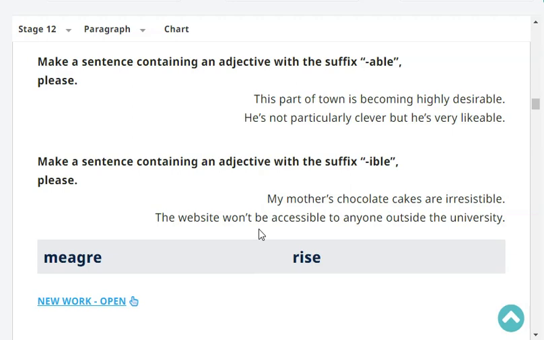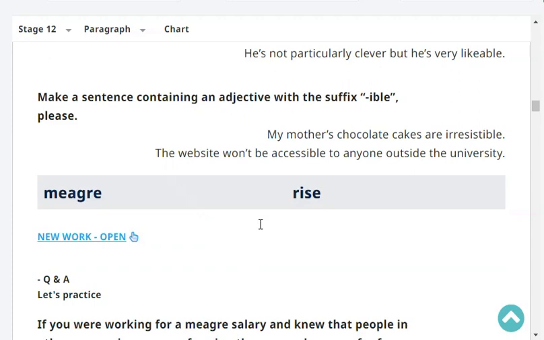Make sentences containing an adjective with the suffix -ible, please. My mother's chocolate cakes are irresistible. The website won't be accessible to anyone outside the university.